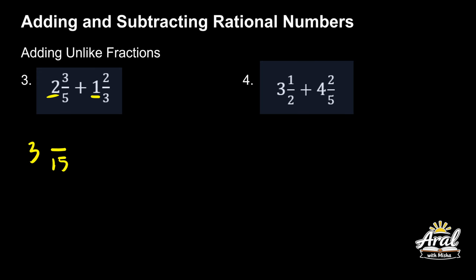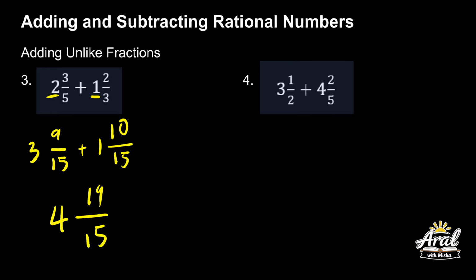So, 3. So, kung nag-times 3 ka sa baba para maging 15, magta-times 3 ka rin sa numerator mo, which is 9, plus 1 and 15. So, nag-times 5 ka dyan. So, times 5 ka sa taas. So, 10. Okay? So, 3 plus 1, 4. 4 and 10 plus 9 is 19 over 15.